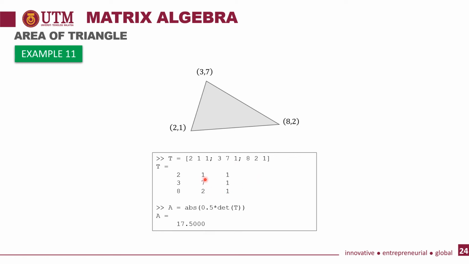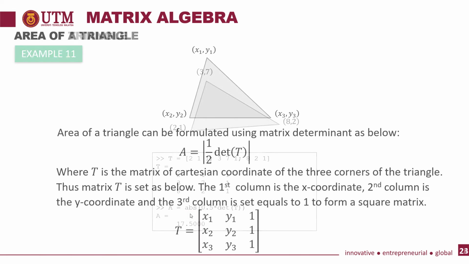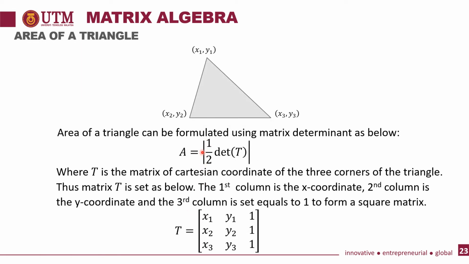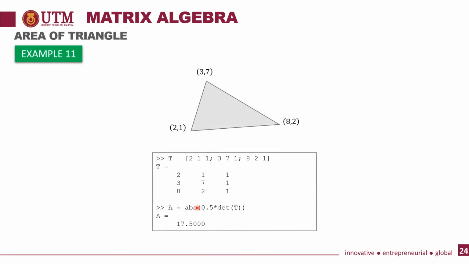You create this matrix and then A equals ABS. ABS is actually like an absolute. I'm sorry, it's not absolute, it's like a positive. Any value which is negative will become positive. So absolute of 0.5 multiplied by the determinant of T, where this is matrix T. This is how we calculate the area of a triangle by using determinant. You must know how to use determinant and what the applications of the determinant are in solving engineering problems.